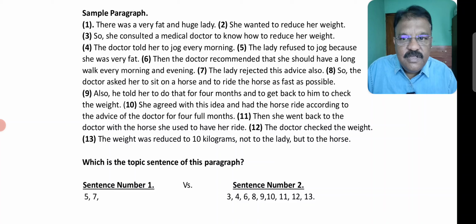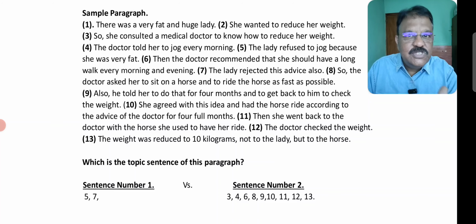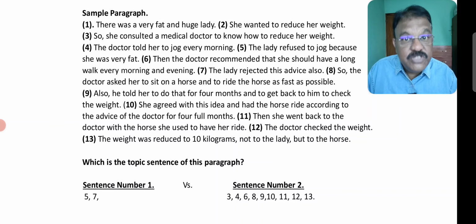Now, sentence number 12. The doctor checked the weight. Now, my dear viewers, tell me, why did the doctor check the weight? He checked to know whether her weight is reduced or not. Right? So, sentence number 12 also supports sentence number 2. Put a tick by the side of sentence number 2 on your paper. Good. And sentence number 13, finally, the weight was reduced to 10 kilograms, not to the lady, but to the horse. The weight was reduced to 10 kilograms. So this sentence also talks about the reduction of the weight. So, my dear friends, sentence number 13 also supports sentence number 2. Put a tick by the side of sentence number 2 on your paper.